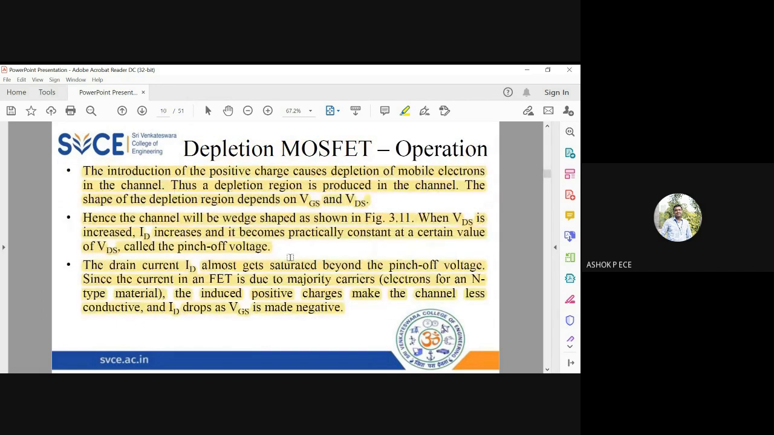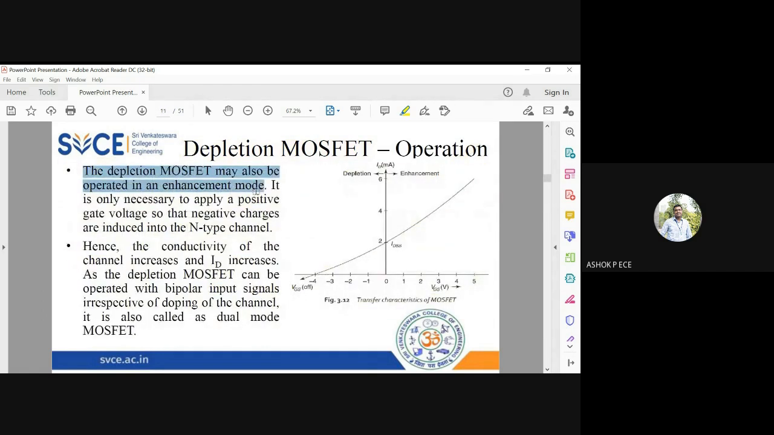The depletion MOSFET can also be operated in enhancement mode. You only need to apply a positive gate voltage so that negative charges are induced into the channel. That's what I said. You can operate a MOSFET in any mode as you like. It is just dependent on what VGS you apply to the device. If you apply negative voltage, it becomes a depletion MOSFET. If you apply positive voltage, it becomes an enhancement MOSFET. So in the same graph, if VGS is positive, it is enhancement and your ID will increase. If VGS is negative, the current will decrease.